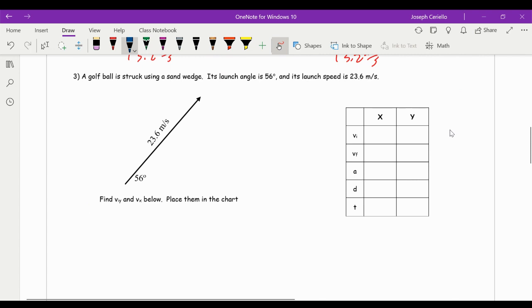So try this one out on your own and just think about where you would put these values in the XY charts, because we are going to use those for angled projectiles, which is what we're going to get into next class. So after you give it a try on your own, I'll do it right now.